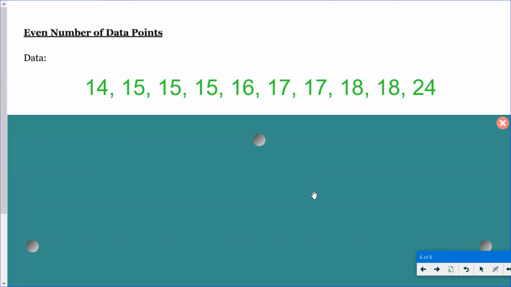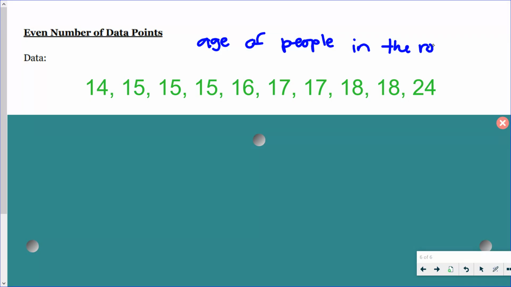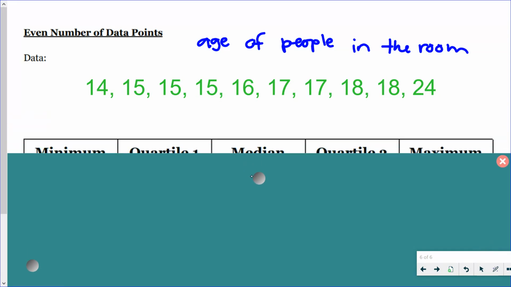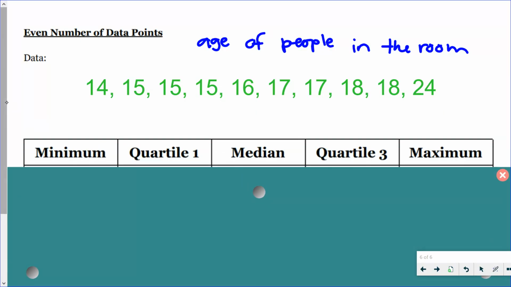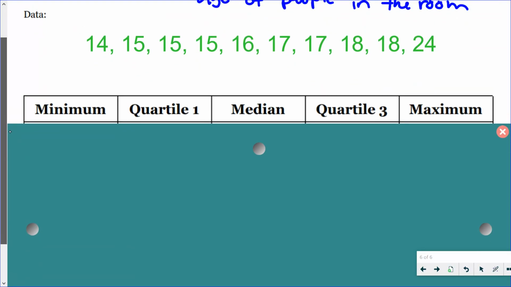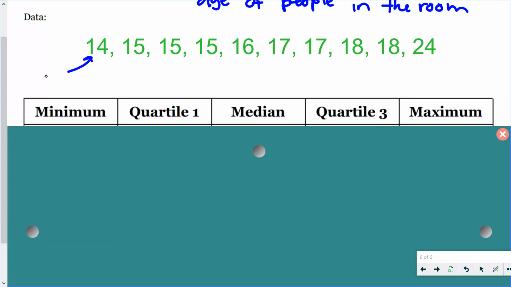Now we're going to look at a situation where we have an even number of data points. So this was a question that asked about the age of people in the room. Okay. And so copy down that data, and then we're going to find our 5-number summary. So those 5 numbers that tell us about the data. Well, my minimum is 14. My maximum is 24, so I have a range of 10.